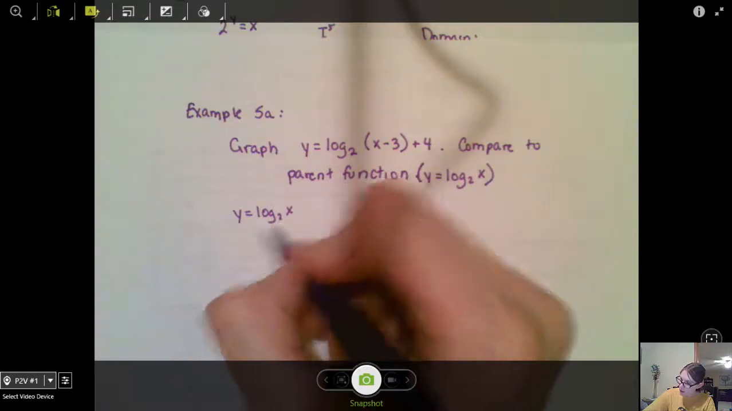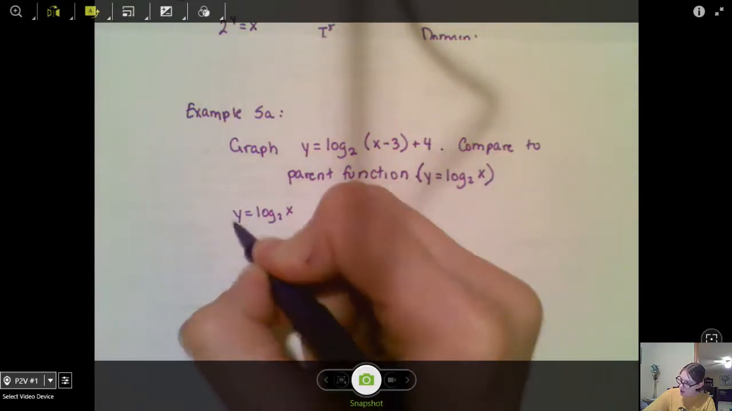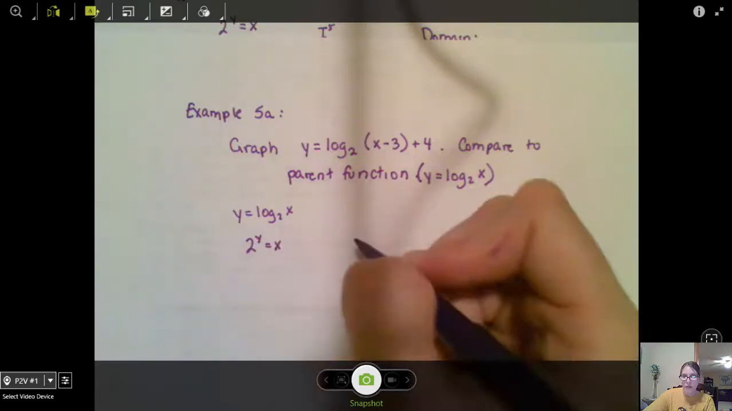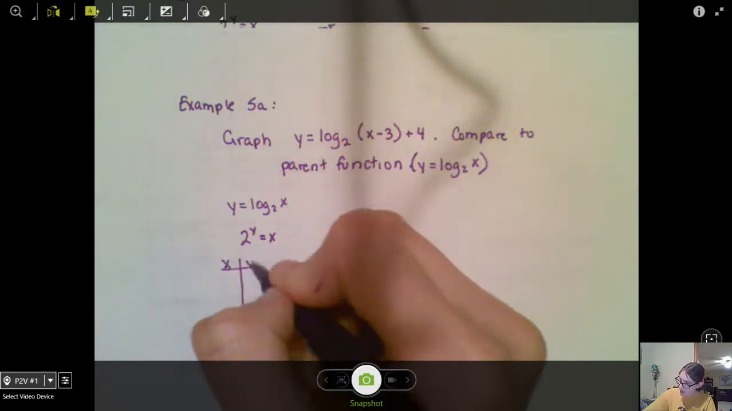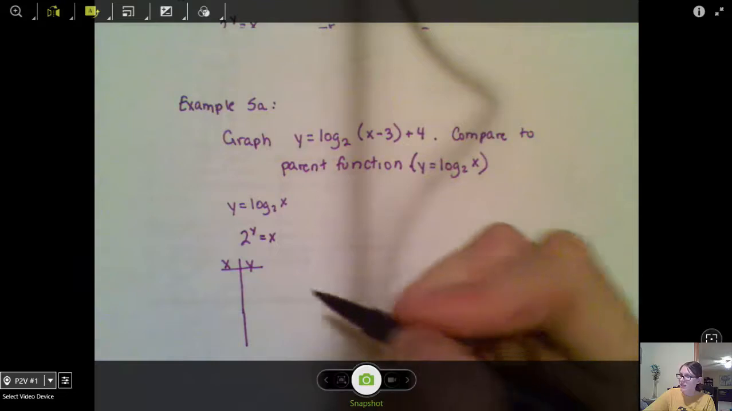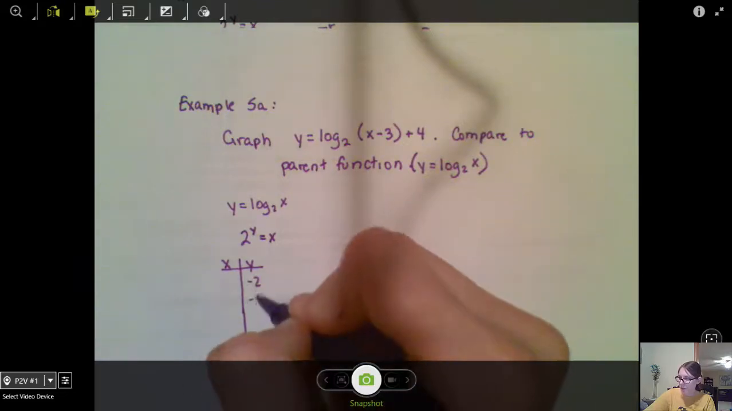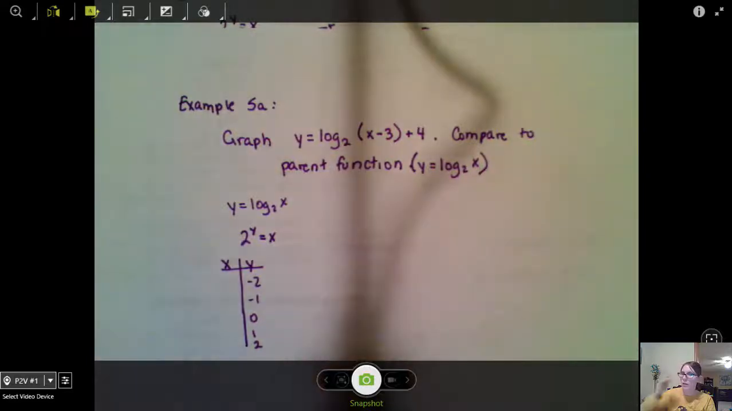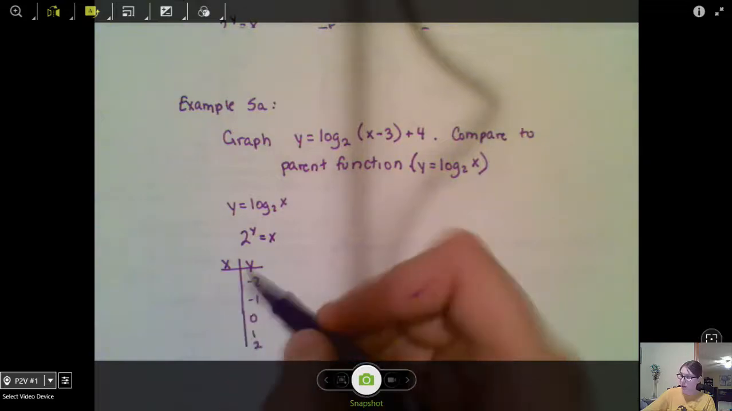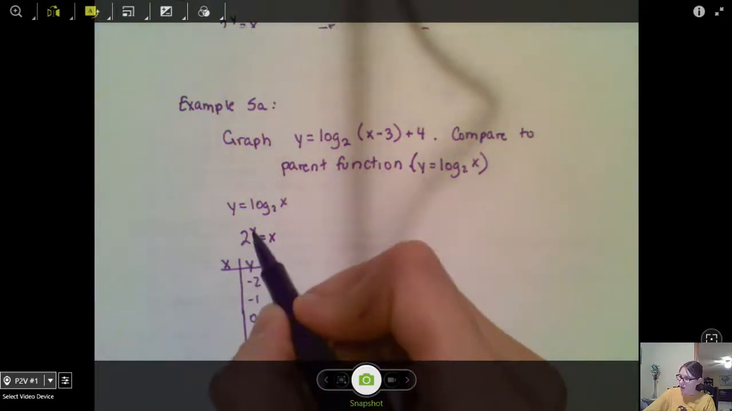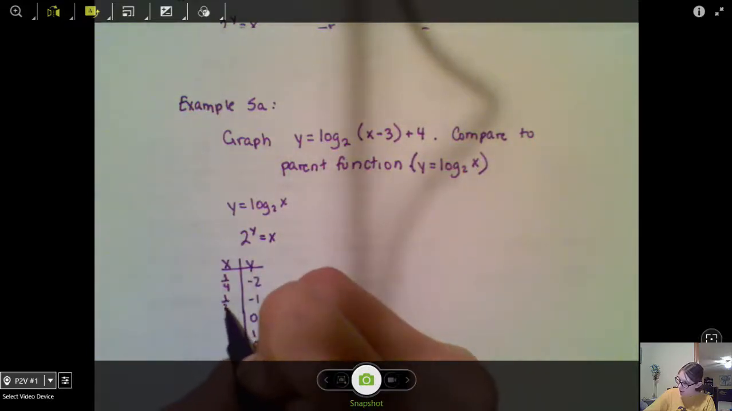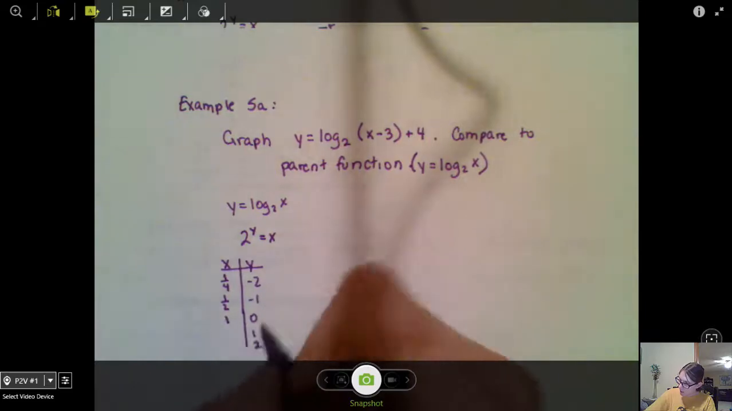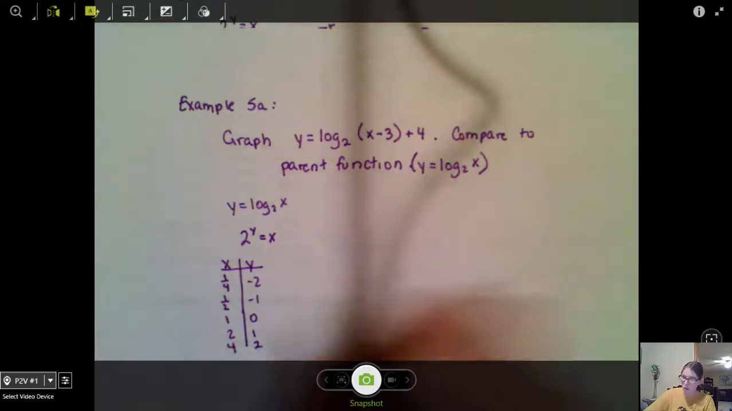Think of what this means in exponential form. 2 is my base for the log. 2 to the y power equals x. Let's make my table of values. And again, it's a lot easier to pick our y values here than our x values. So -2, -1, 0, 1, and 2 again for y. And let's think about what x would be. The 2 to the -2nd power is 1/4. 2 to the -1st power is 1/2. 2 to the 0 power, 2 to the 1st, and 2 to the 2nd.